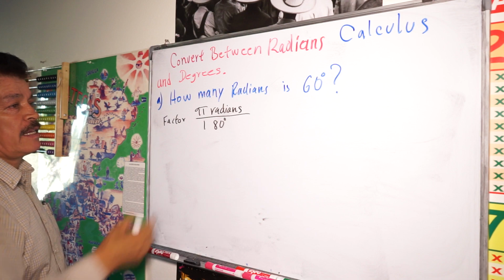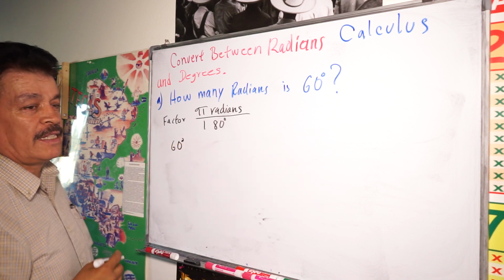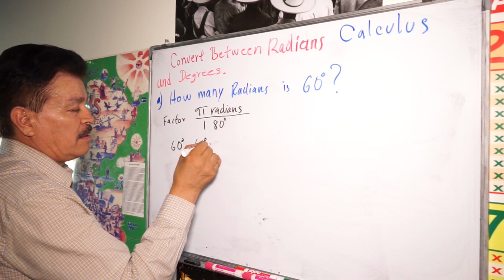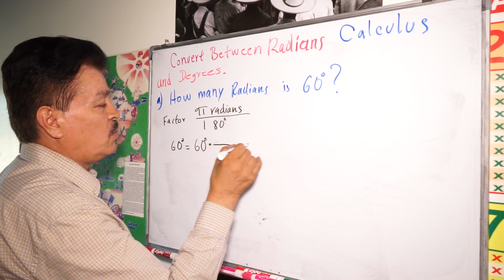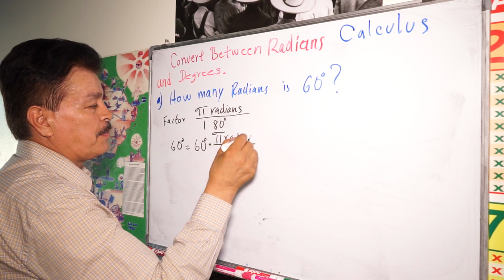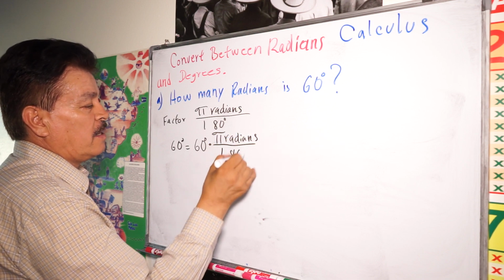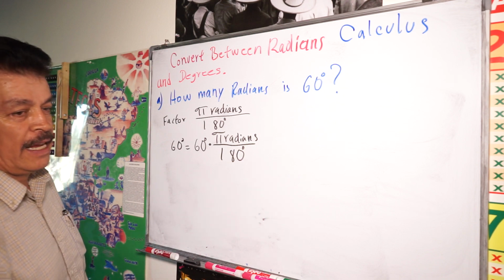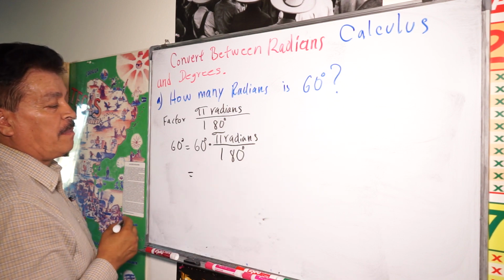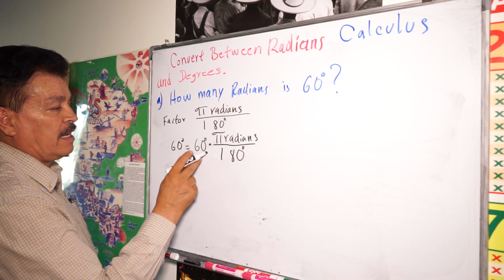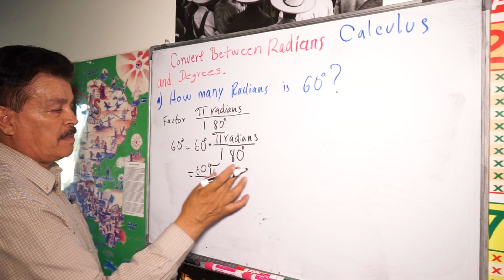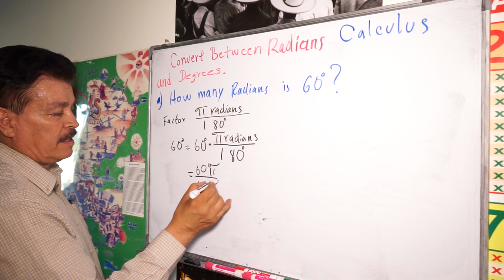So now, we have 60 degrees times the factor, pi radians divided by 180 degrees. Okay, this is the first step. Next step, you multiply. We're going to have 60 pi divided by 180 radians.